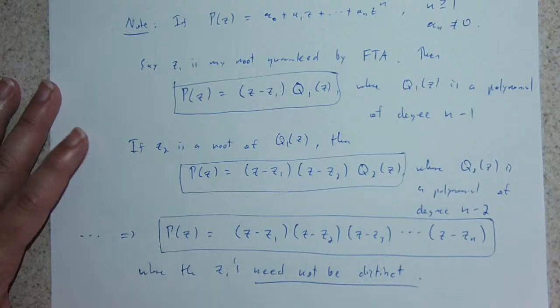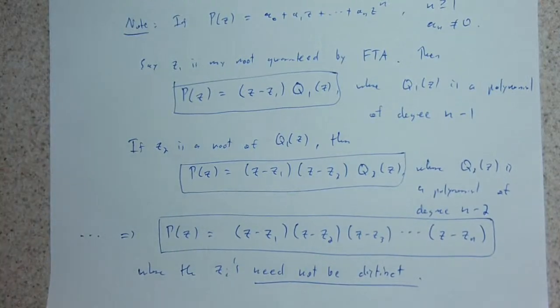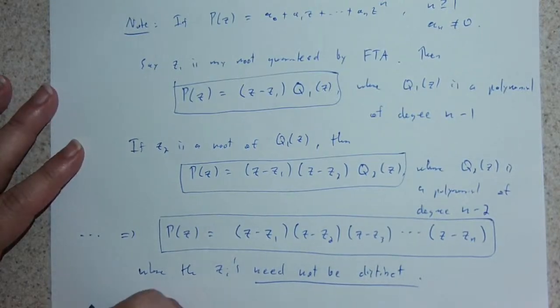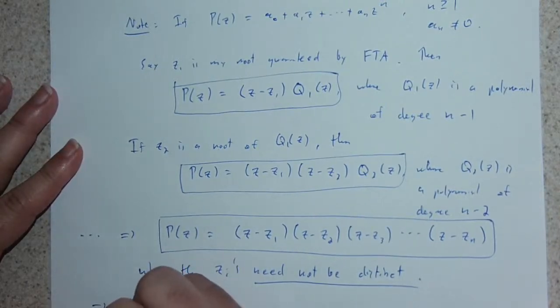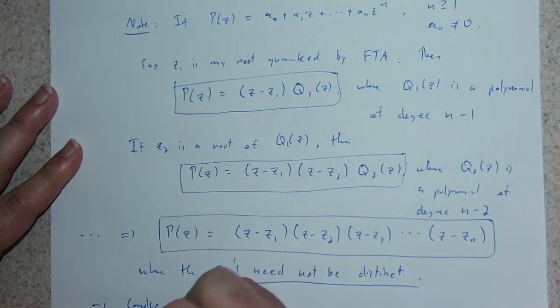And so what does this mean? It means that it can't have more than n distinct zeros. It can have n distinct zeros, but no more than that. And typically, there are going to be some repetitions here. The main thing is that complex polynomials fully factor.